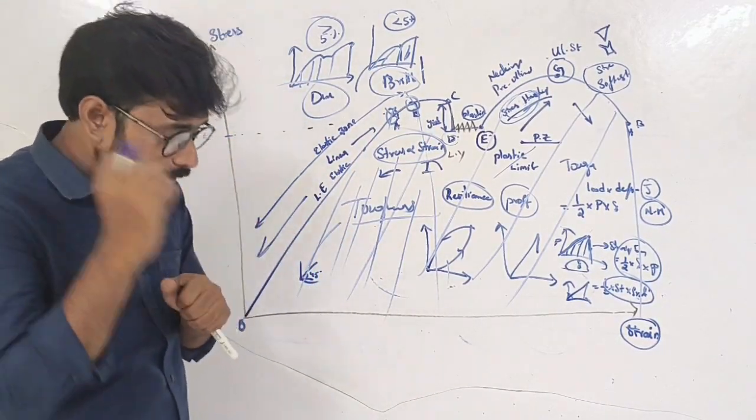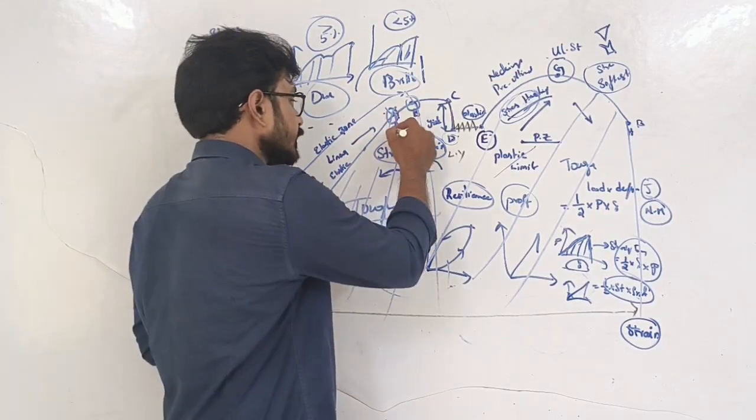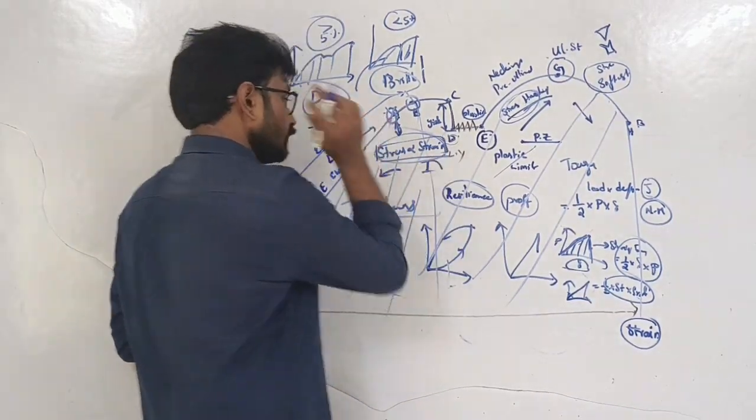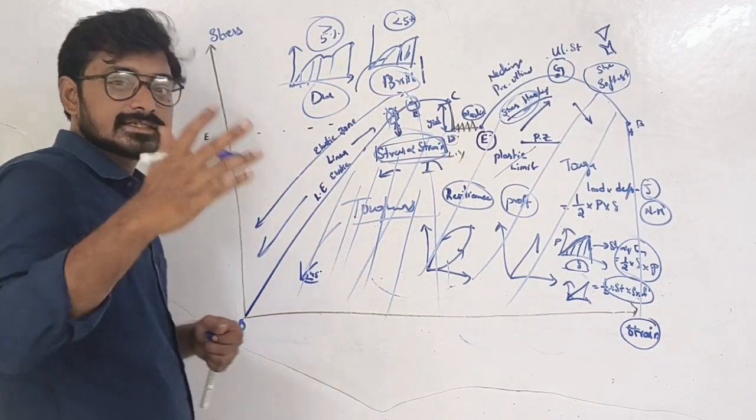In the elastic limit, if you remove the load, it will regain its own shape, but some distortion will be there. That's why we consider the limit of proportionality. Stress and strain are proportional only up to the limit of proportionality, so Hooke's law will be valid up to the limit of proportionality. We will discuss it in the next video.